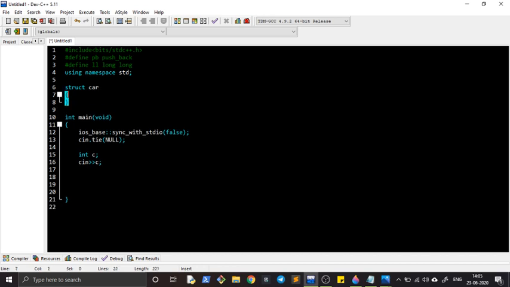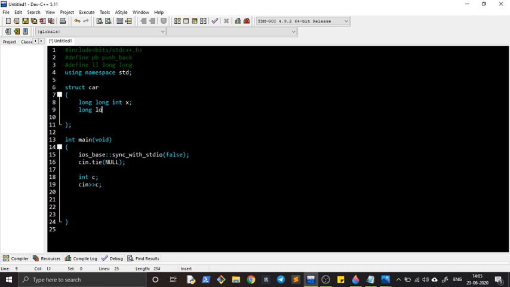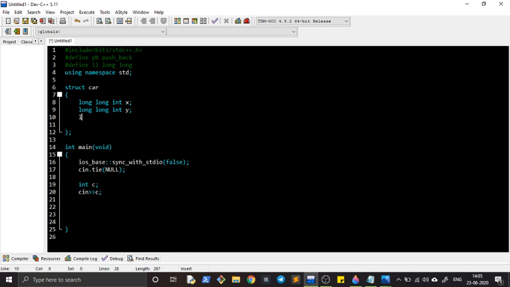Struct car. We will have long int x, long int y, and long double speed v. We will use long double v because square root generally returns a double data type, and when we need the distance and we're calculating the time, it will be beneficial for us to use double. So that's why we will use long double v.